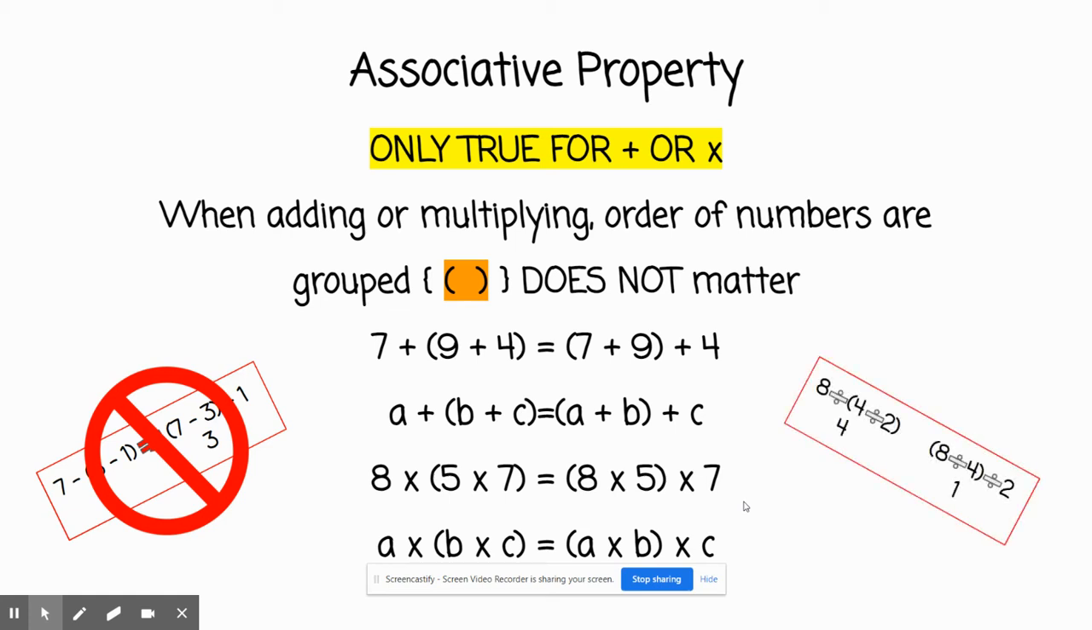Let's take a look at division. You can see, because we're using the order of operations, we're doing our parentheses first, we can see that our quotients, our answers to these division expressions, are completely different. So these expressions are not equivalent. Therefore, the associative property does not hold true for division.